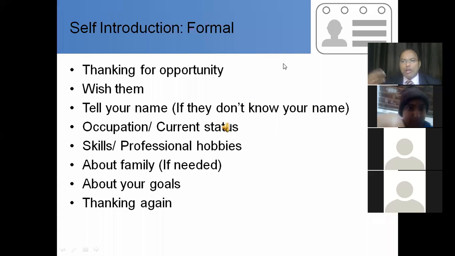Then you can talk about your goals. One or two lines you can say about your goals, what you want to do in life, what is your long term goal. If you're applying for a job, then you can say presently my goal is to be connected with you and work for your company and do well, something of that sort. And you can say later on, maybe after 5 or 10 years, I want to see myself in some big position, something of that sort.